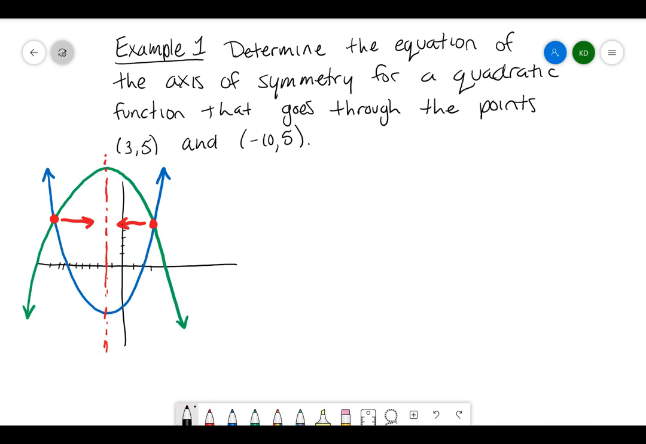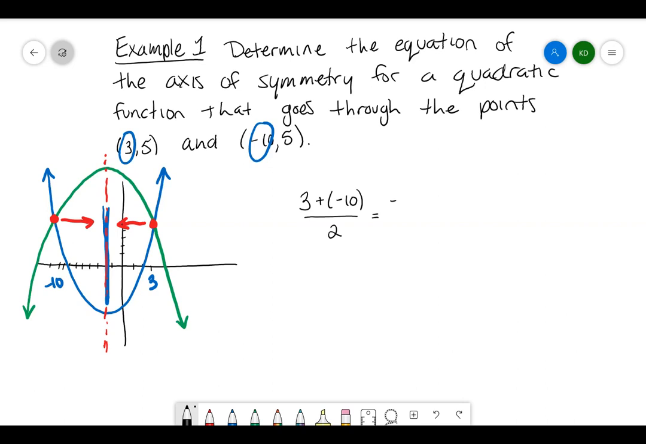Well, the most important part are the x values. The x values for both points are 3 and -10. What I'm really trying to find is the middle value of 3 and -10, because that's going to help me find this line right here. So finding the middle value of any two numbers, we're just going to find the average. So we're going to add them together and then divide by 2.